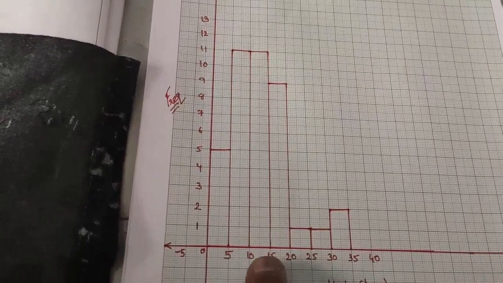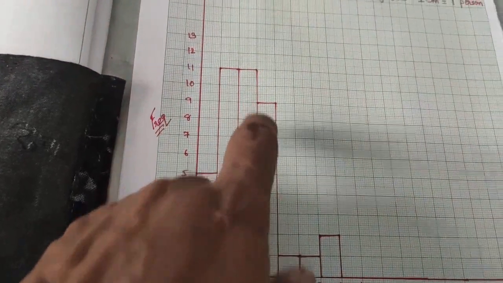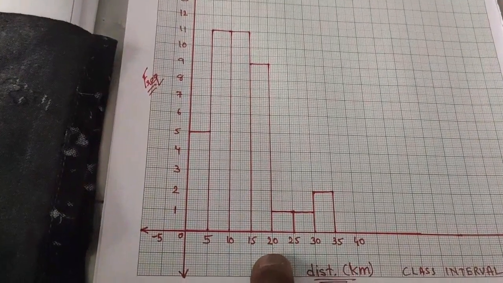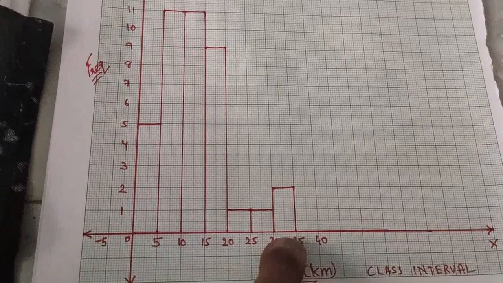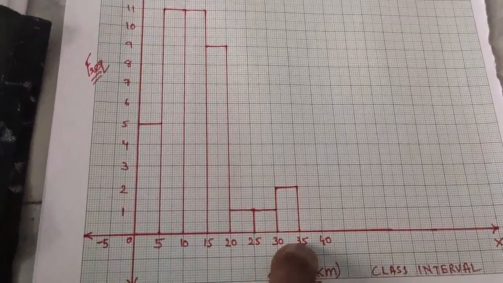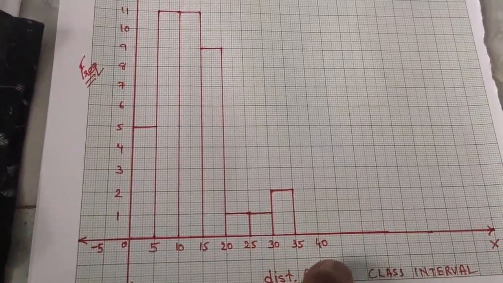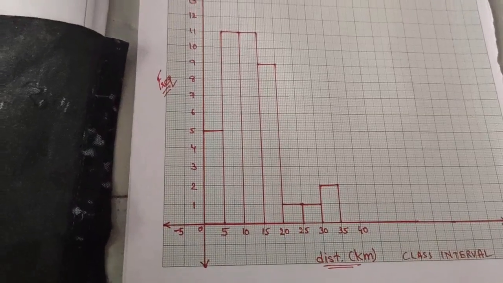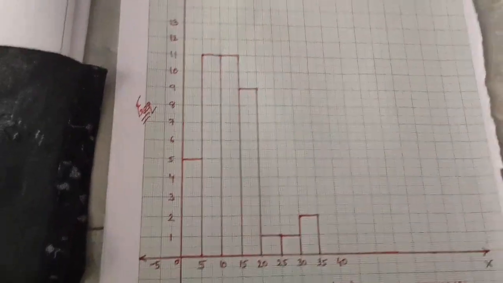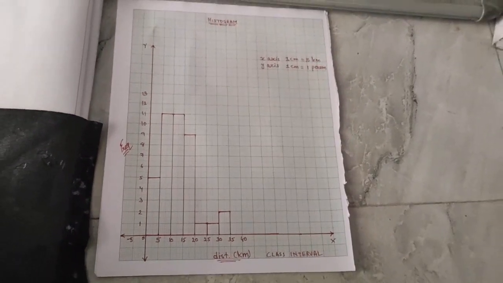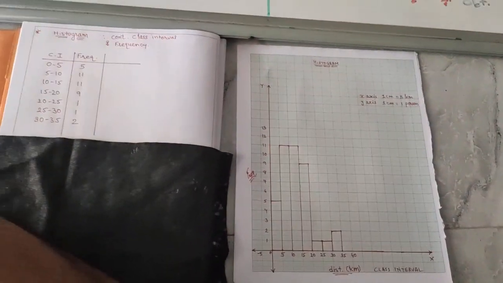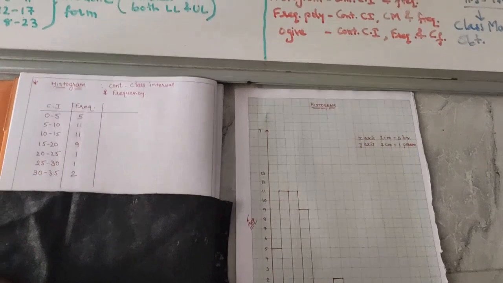So between 15 to 20 we'll put 9, and then between 20 to 25 and 25 to 30 there is 1 each. So we'll put it in this manner. And from 30 to 35 there are 2 of them. 35 to 40 there are none. Afterwards we'll join the line and start making pillars. So this is how you draw the histogram. I hope you understood. Let us move on to frequency polygon.